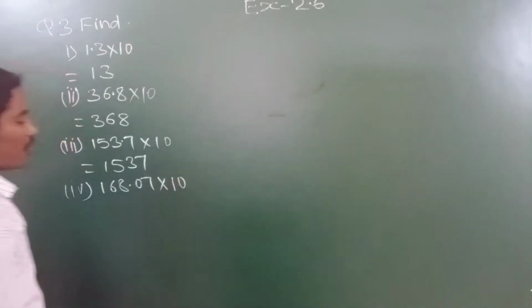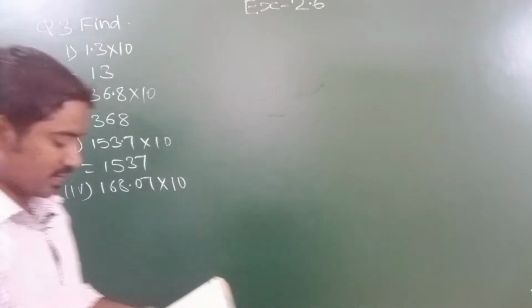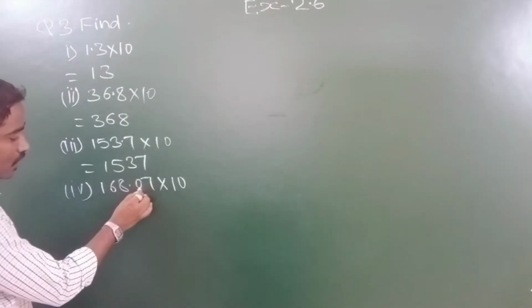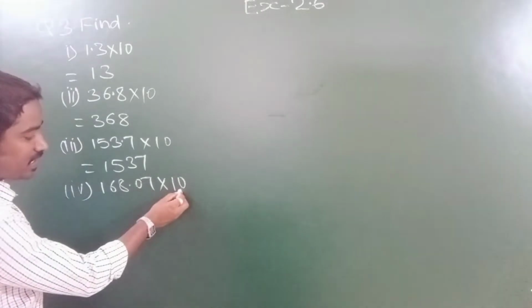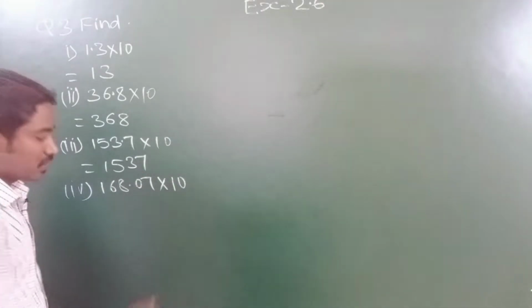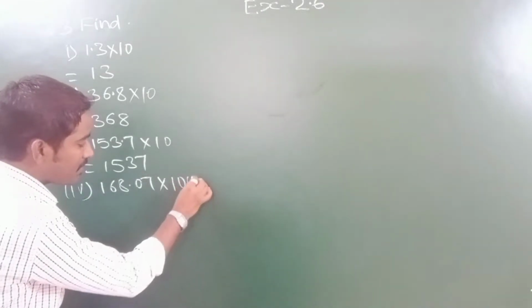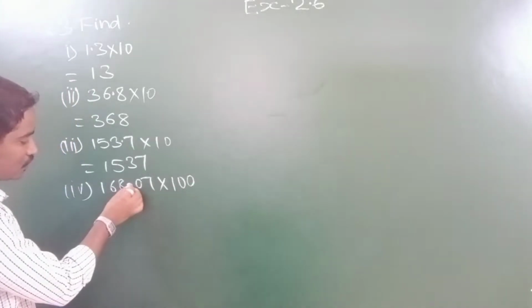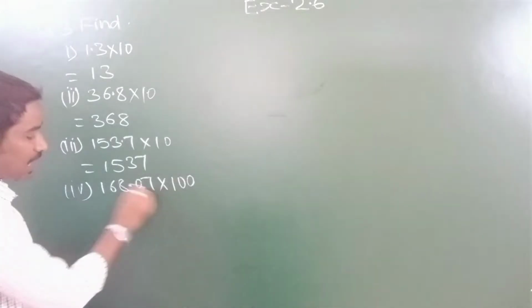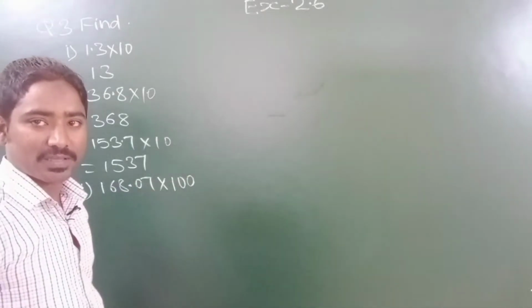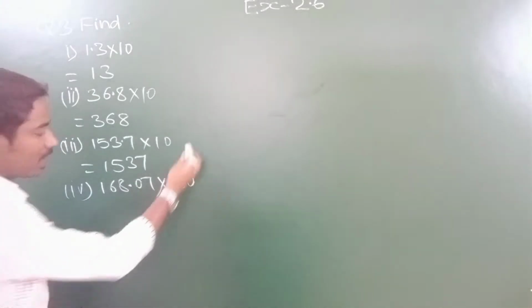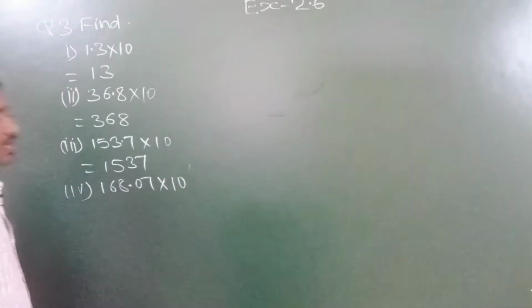Now here we got one different question, students. What do we have to do now? See, here after the decimal we are having 2 digits and here multiplied by only 10. Suppose here it would have been multiplied by 100, then these 2 zeros and those 2 digits after the decimal would have cancelled each other. But that is not the case; here after the decimal there are 2 digits and we are given multiplication by only 10.